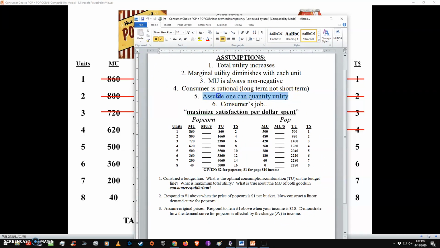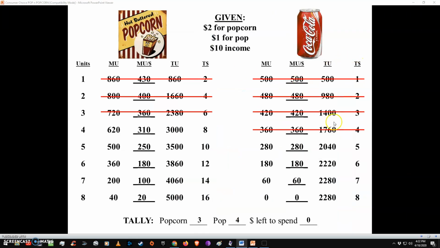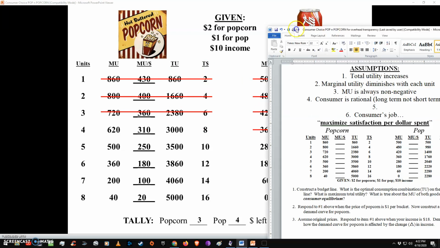Remember that assumption we looked at here? We can quantify utility? Well, that's kind of weird and stupid. We really can't. But we can compare and contrast and say, I like this one, I want that one, I want this, I want that, and then we spend our money. There we go. Let's go now to look back here.